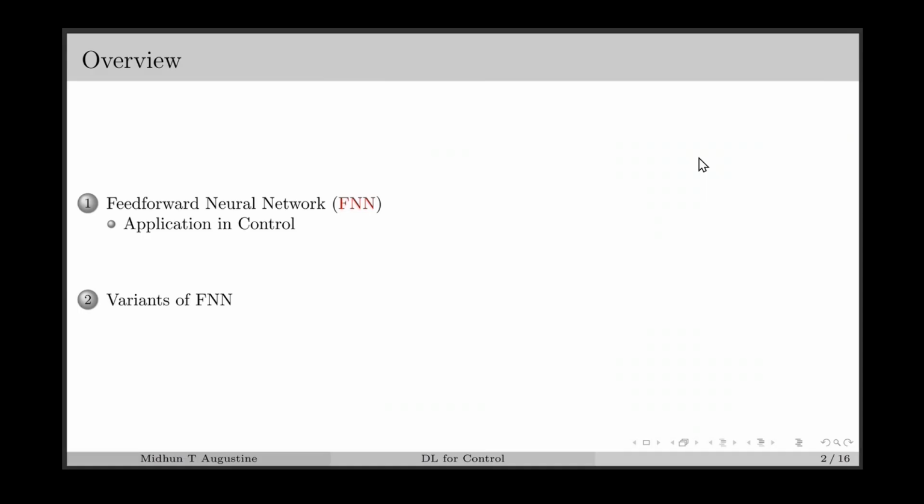Here is the overview of this lecture. We will be starting with a brief description of feedforward neural network or FNN. Then we consider a particular application in control which is based on soft sensors. Then we will briefly discuss different variants of FNN that are in the literature.